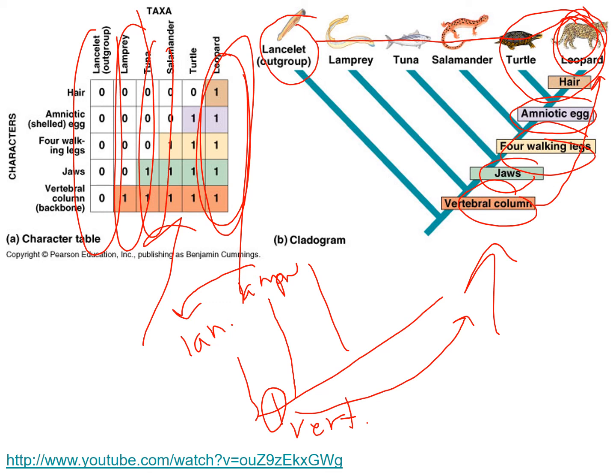Okay, but they do have one common ancestor, but they're most related to the turtle. The turtle is mostly related to the salamander, and the salamander is most related to the tuna, the tuna to the lamprey, the lamprey to the lancelet, like that. And it goes up this way.